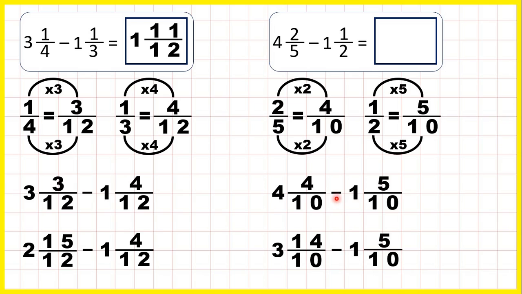We're still subtracting 1 5/10, so we can start by subtracting our fractions. 14/10 minus 5/10 is 9/10, and then we subtract our whole numbers. 3 minus 1 is 2, so our answer is 2 9/10.